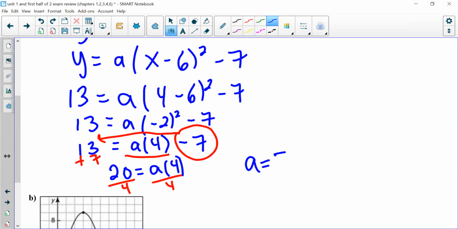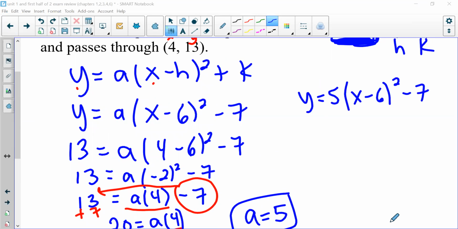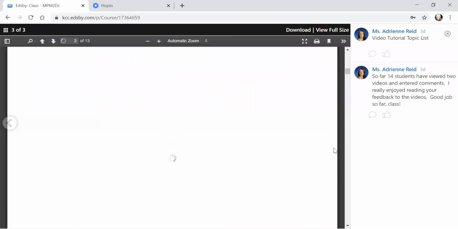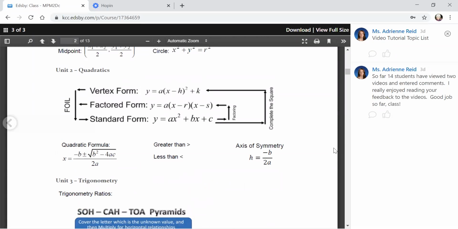5. 5. Very good. Now, if I go back up here, Matthew said we're starting with vertex form. Right now, I have all of vertex form. I have A, I have H, and I have K. How do I get this into standard form? Right now, that's in vertex form. So you have A, so you know it's gonna be positive, and it's gonna be stretched.